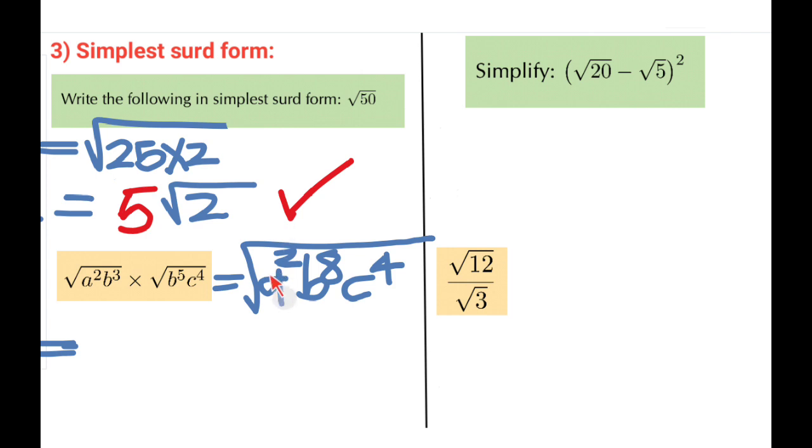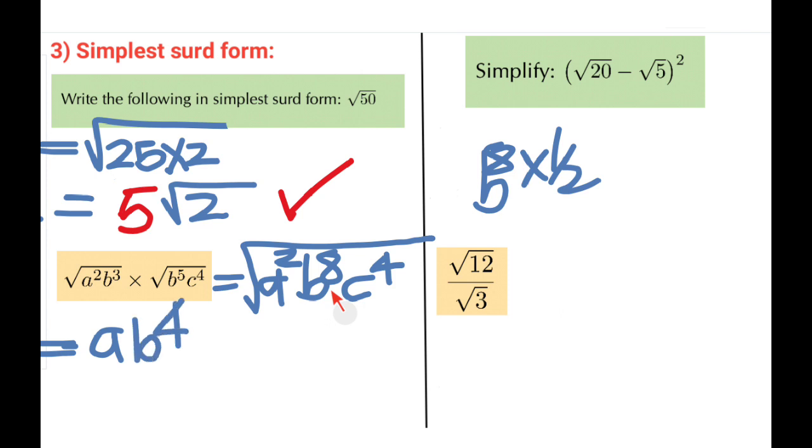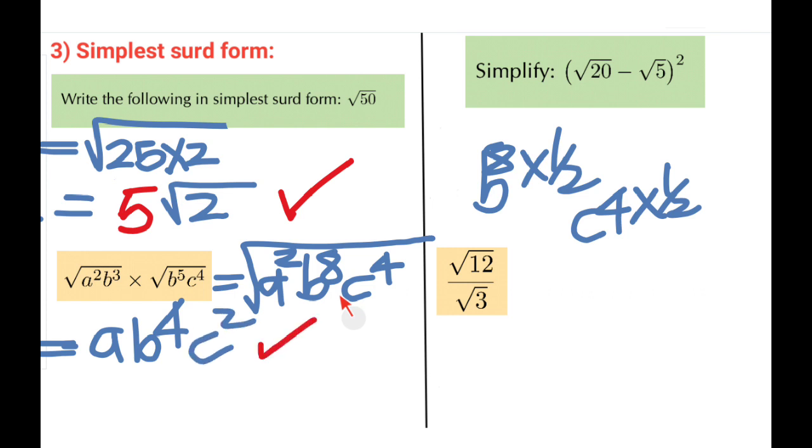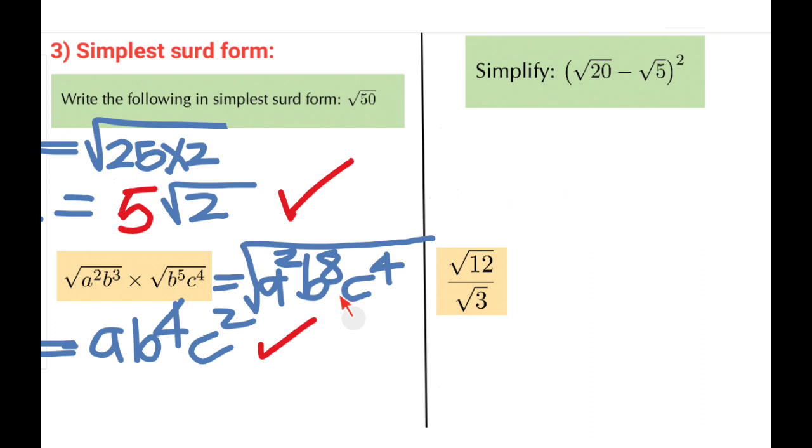The square root of a squared is a. The square root of b to the power of 8 is b to the power of 8 times half, so that gives you 4. That's b to the power of 4. The square root of c to the power of 4 is c to the power of 4 times half, so that's c to the power of 2, c squared. And that's how you solve that. Next question.